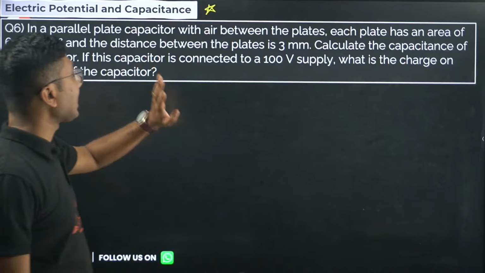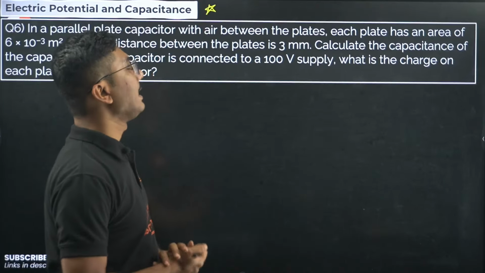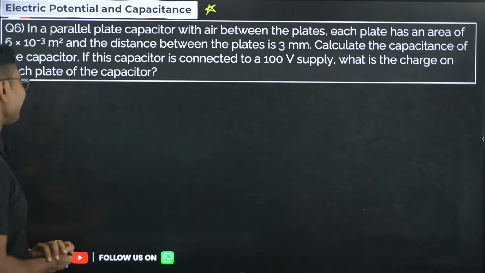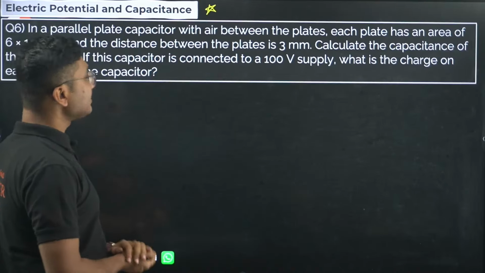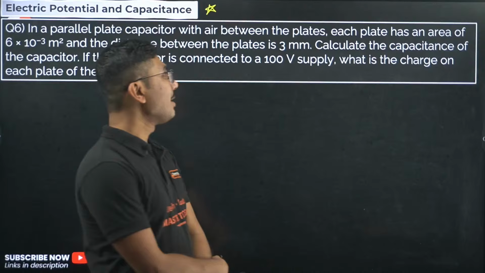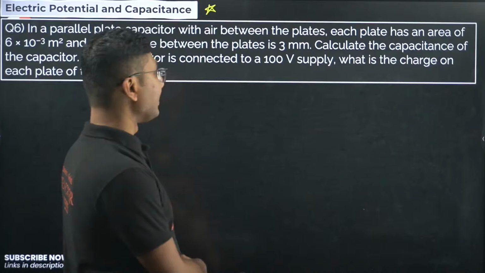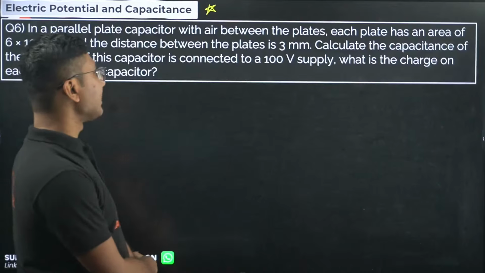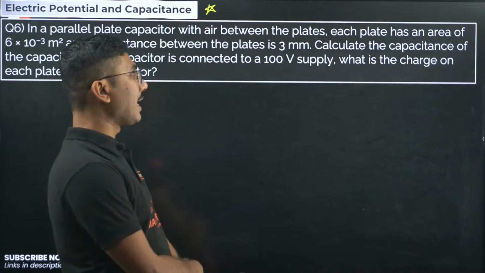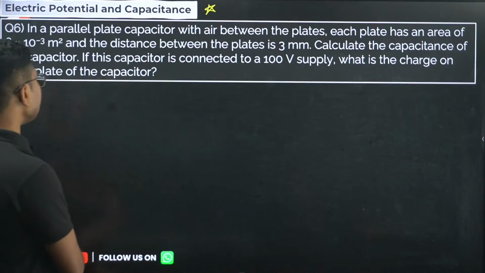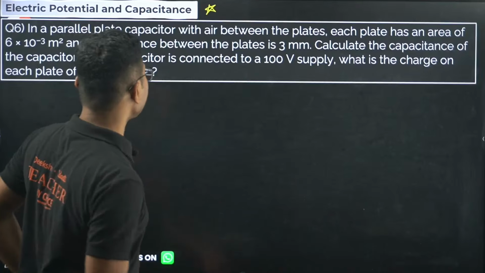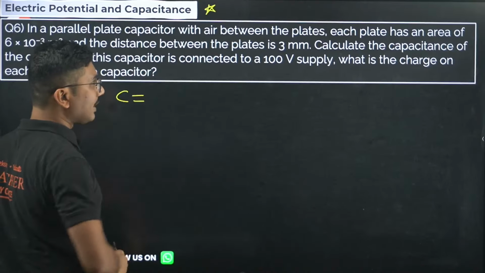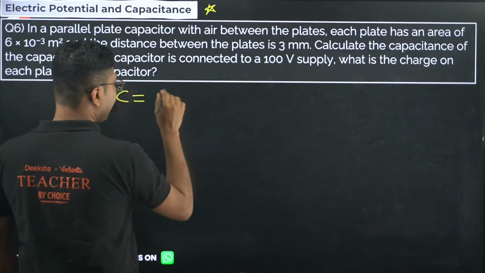In a parallel plate capacitor with air between the plates, each plate has an area of 6 into 10 to the power of minus 3 meter square, and the distance between the plates is 3 millimeter. Calculate the capacitance of the capacitor. If this capacitor is connected to a 100 volt supply, what is the charge on each plate of the capacitor? Easy question.